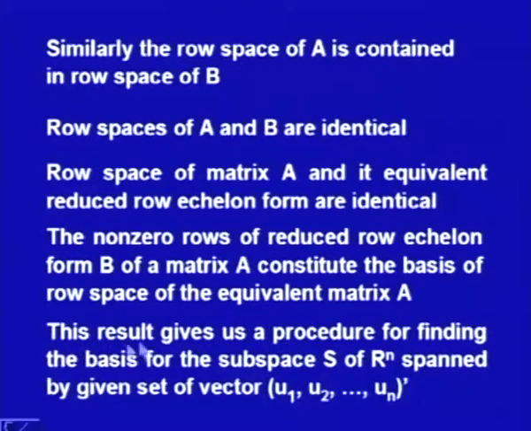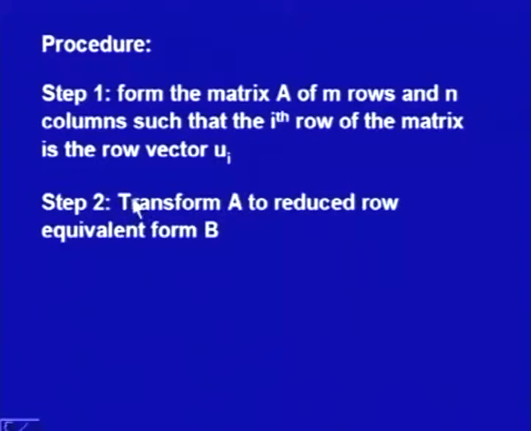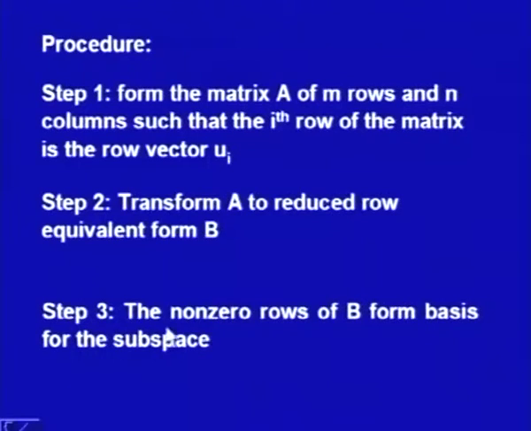So, as I told you, this result gives us a procedure for finding the basis of the subspace S of Rn spanned by the given set of vectors u1, u2, ..., um. Step 1 is to form the matrix A of m rows and n columns such that the ith row of the matrix is the row vector ui. The second step is to transform A to reduced row echelon form B. The third step is that the non-zero rows of B form a basis for the subspace.